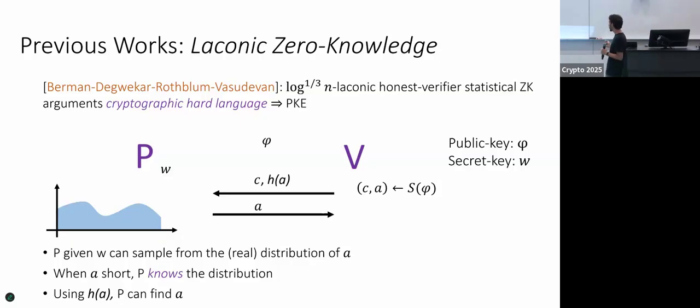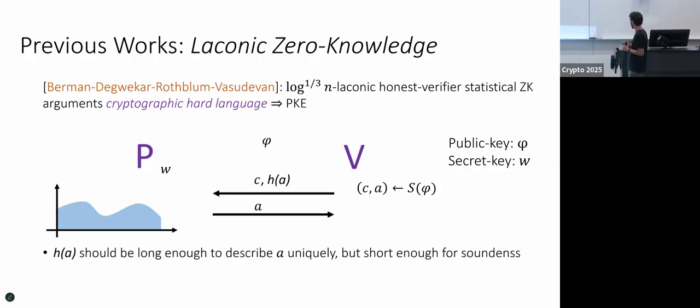Now, this is a bit complicated because on one end, we want A to be long enough to describe A fully. On the other hand, we want the hash of A to be short enough such that we will still have soundness, because if we just send A in the clear, the prover, of course, can convince the verifier because he can learn A. So the analysis is a bit complicated, but this idea basically works.